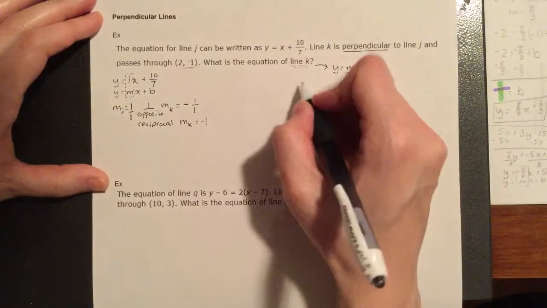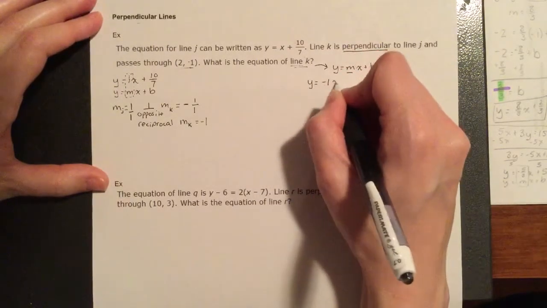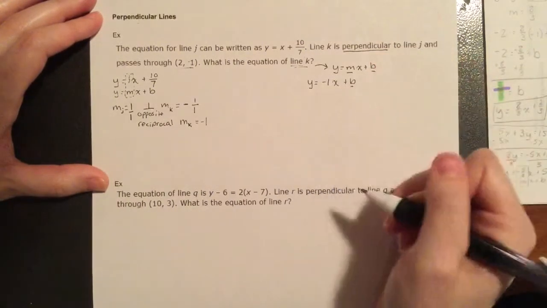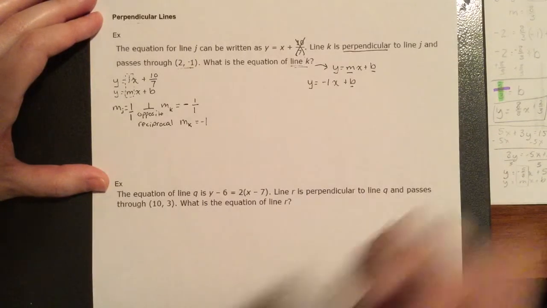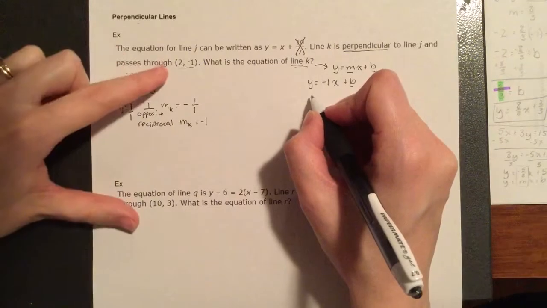So plug that into the equation we're working with, and y is going to be equal to negative 1 times x plus b. So I need a value for b. I can't use this one right there. That's our old equation. We need one for a new equation. So to get the new one, we're going to use our point.